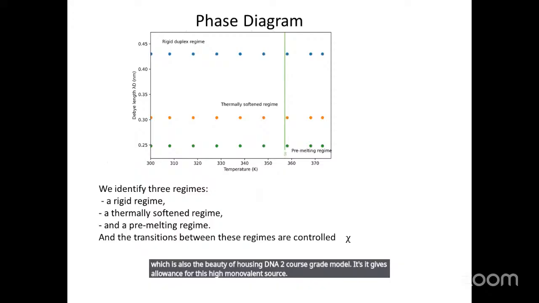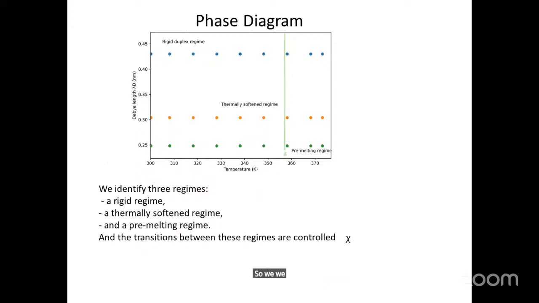So we constructed a phase-style diagram. Here we identify three regimes: a rigid regime, a thermally softened regime, and a pre-melting regime. So the transitions between these regimes are controlled by chi. So this essentially gives us a phase diagram of DNA elasticity.